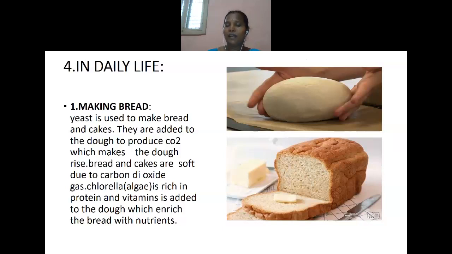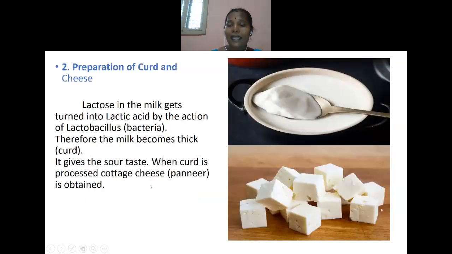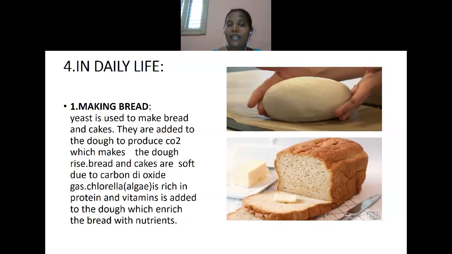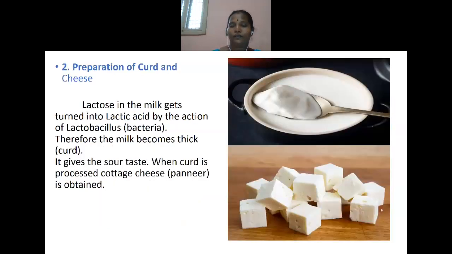Yeast is used to make bread and cake because it is added to the dough. After 5 hours, this dough will be very soft and fluffy because the yeast produces carbon dioxide. This carbon dioxide makes the dough soft and fluffy. Then, the example is chlorella. This chlorella is an algae that contains lots of vitamins and proteins. That's why many of them use bread as a breakfast.